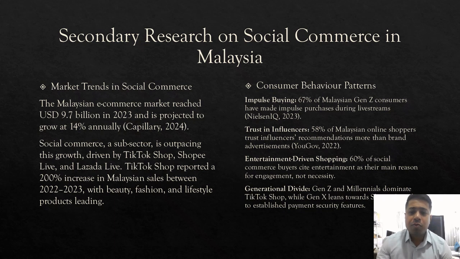Next, we will look into consumer behavior patterns. There are four main areas in consumer behavior patterns. Firstly, we look into impulse buying, where 67% of Malaysian Gen Z consumers have made impulse purchases during live streams. Next is in regards to trust in influencers, where 58% of Malaysian online shoppers trust influencers' recommendations, followed by entertainment-driven shopping, where 60% of social commerce buyers cite entertainment as their main reason for engagement, and the generation divide, where Gen Z and millennials dominate TikTok Shop.